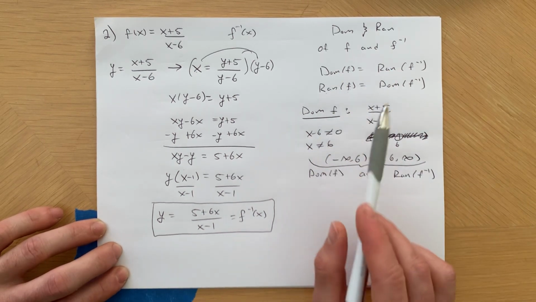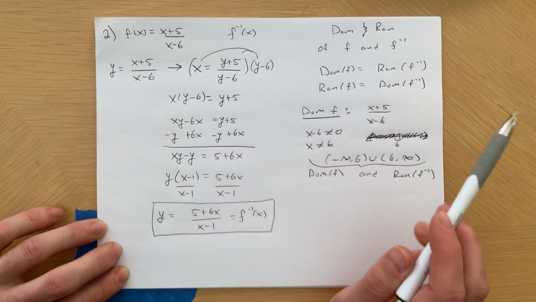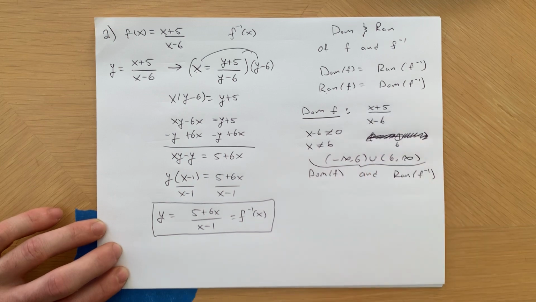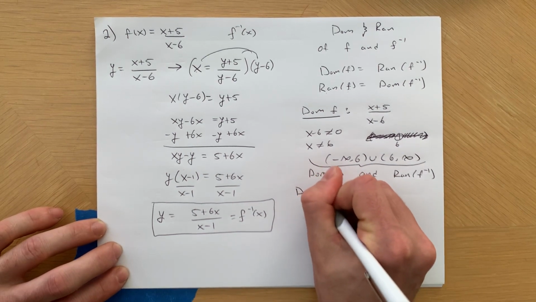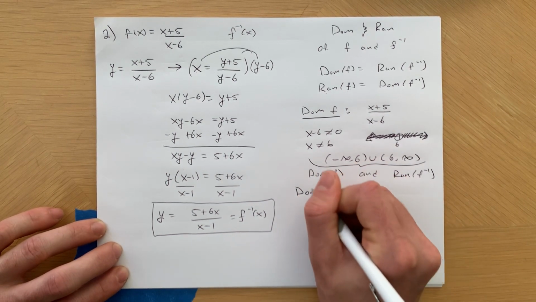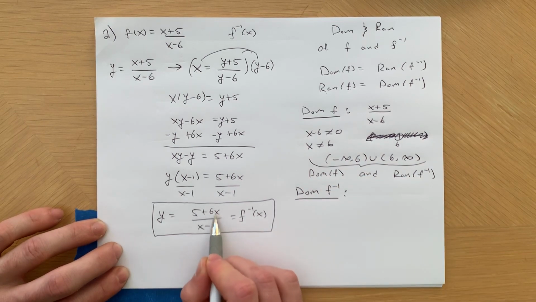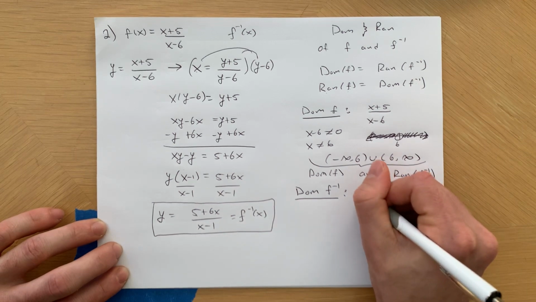So now let's find the range of f. But like we said a second ago, we can never find ranges. We can only find domains. So what we're going to do instead is find the domain of f inverse. So the domain of f inverse. So what is f inverse? We found that a second ago. That's 5 plus 6x over x minus 1.